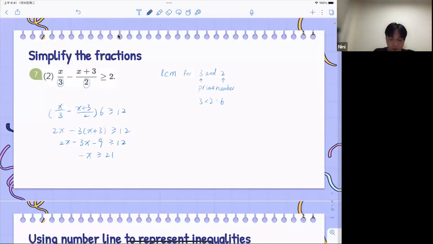So what we need to do is, of course, we notice that there is a negative sign here, right? So what we are going to do for the x is to change the symbol to the other direction, which is this one.